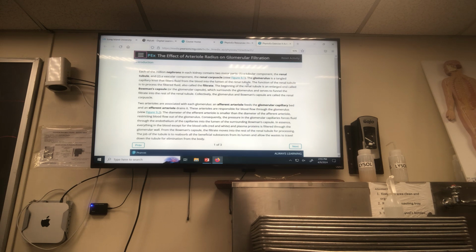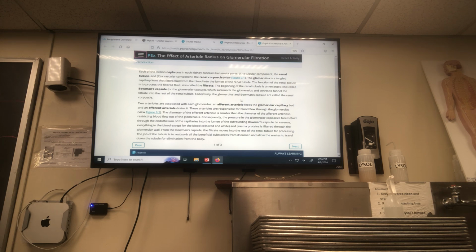And then we also have a vascular compartment made up of capillaries. So there's the renal corpuscle. The glomerulus is a tangled capillary knot that filters fluid from the blood into the lumen of the renal tubule. So that's my second compartment, the filtrate compartment. The function of the renal tubule is to process the filtered fluid, also known as the filtrate. The beginning of the renal tubule is an enlarged end known as the Bowman's capsule, or the glomerular capsule, which surrounds the glomerulus and serves to funnel the filtrate into the rest of the renal tubule.